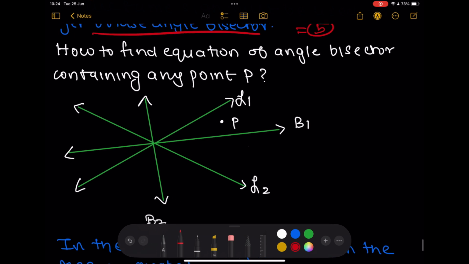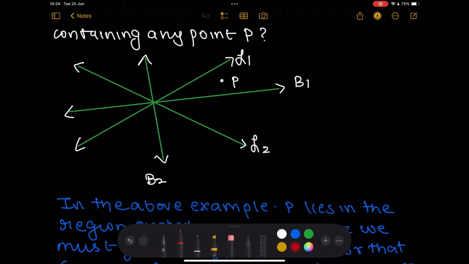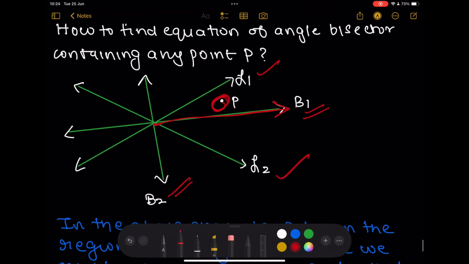Clear? Next one is how to find the equation of angle bisector containing any point P. Now you see, suppose say this is line L1, this is line L2. So this is one angle bisector, this is another angle bisector. Now you see this point P lies in the region which is created by angle bisector B1. Right? So when they ask in the question, find the equation of the angle bisector containing the point P, you must find the equation of angle bisector B1.